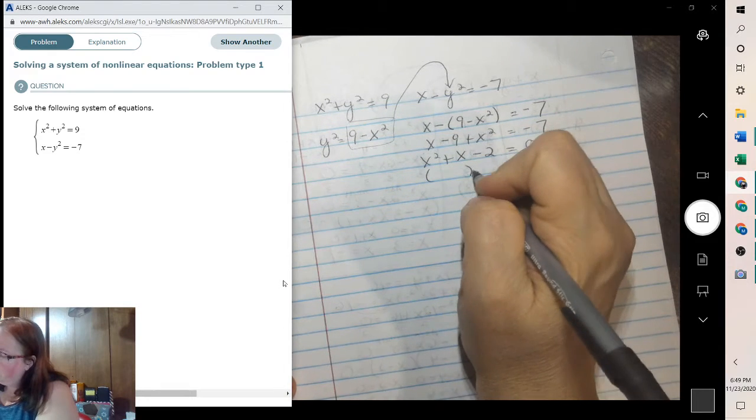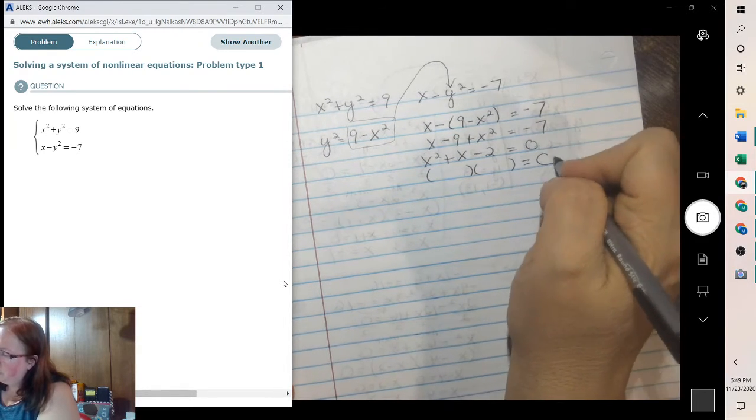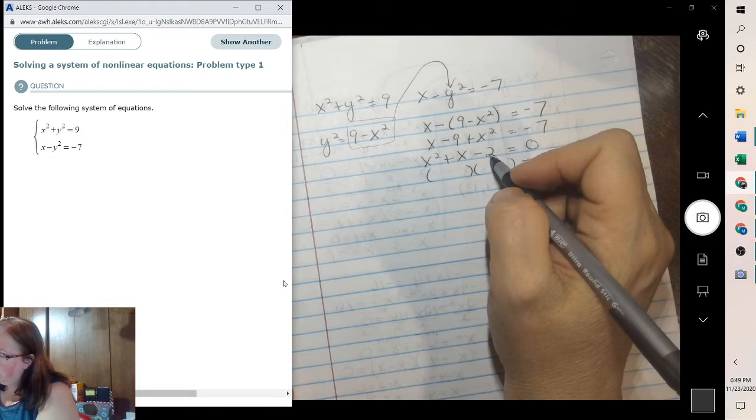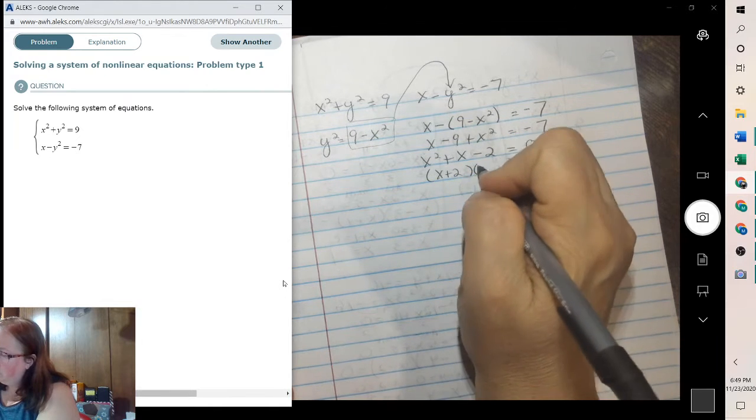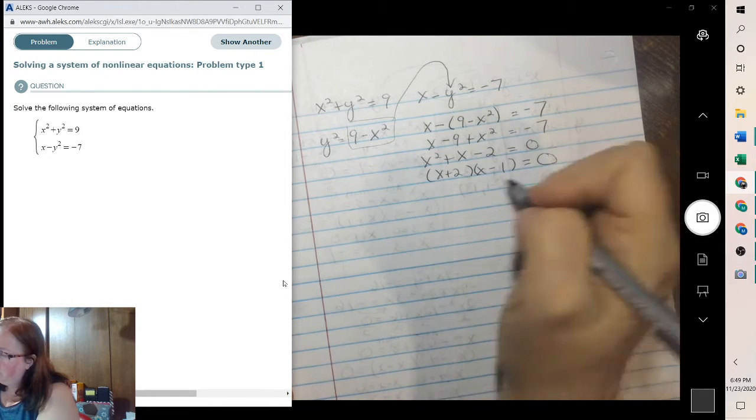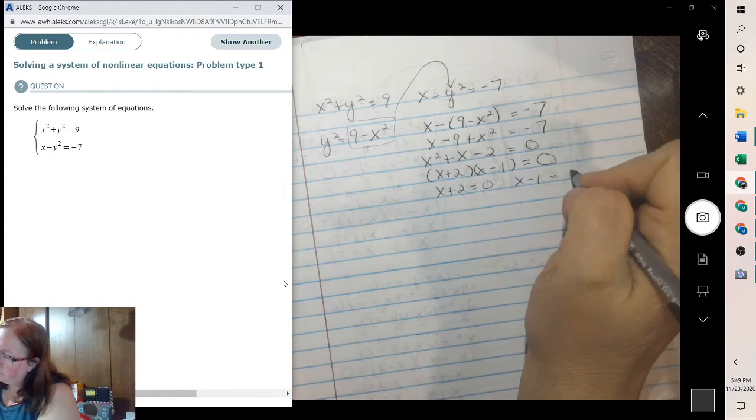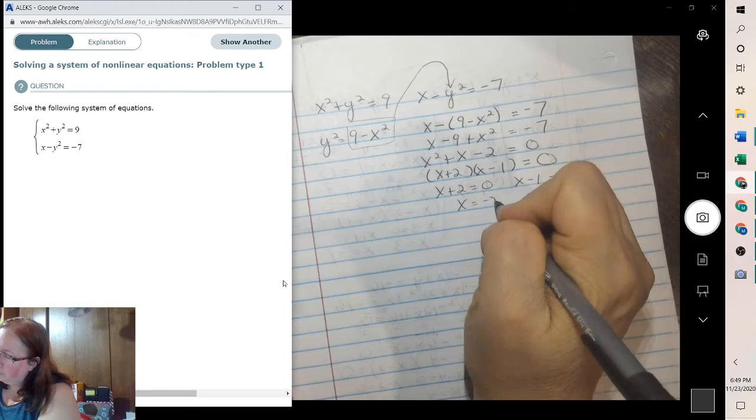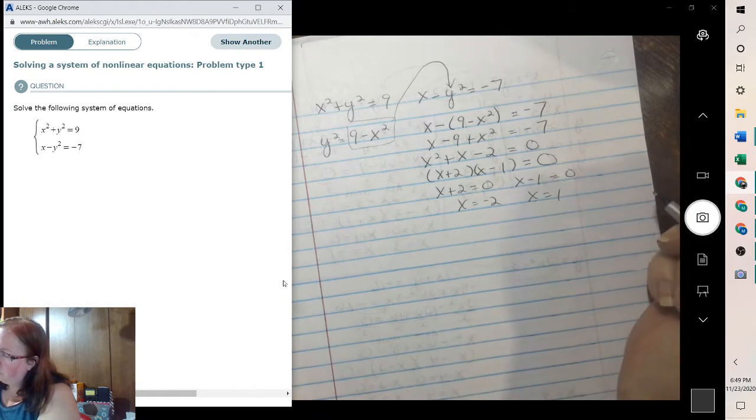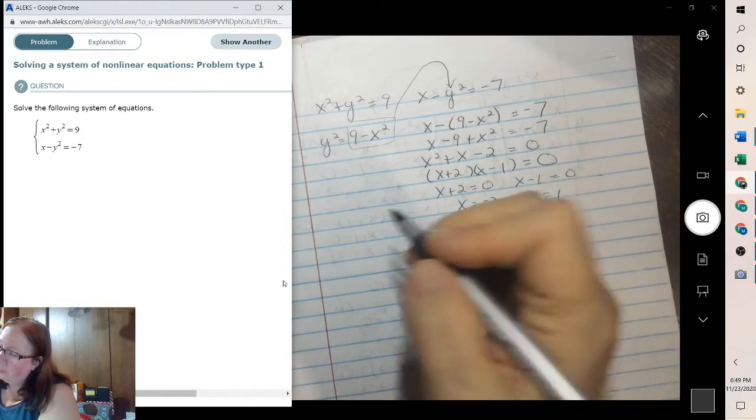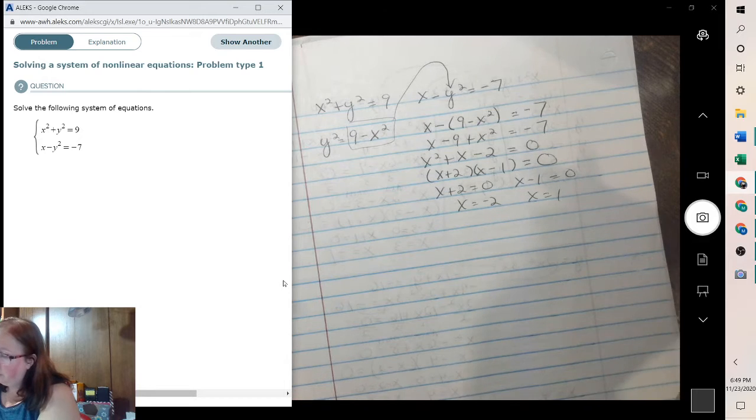Distributing, we have x minus 9 plus x squared equals a negative 7. X squared plus x, bring the 7 over and get a negative 2. Factoring. So once you do that, it's really the same process as the other ones. Let's see, x plus 2 and x minus 1. Setting them both equal to 0. X equals a negative 2 and x equals 1. These are your x. You still need to plug them in to find your y.